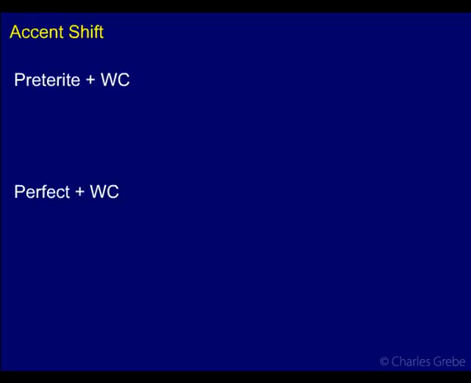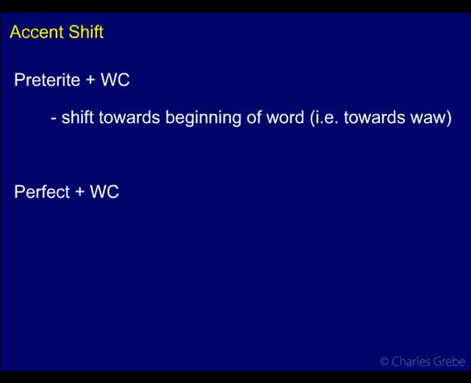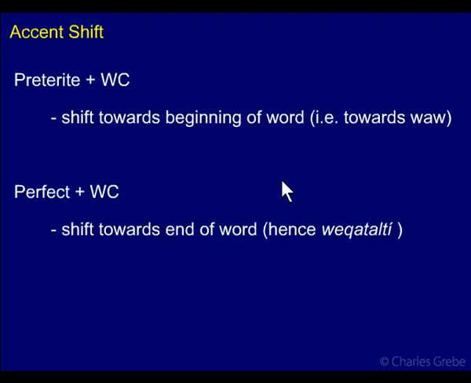So, for the preterite plus vav consecutive, the shift is toward the beginning of the word. In other words, towards the vav. So in Hebrew, that'd be towards the right, because Hebrew writes this way. So we're talking, the shift is this way for the preterite. And with the perfect plus vav consecutive, when you do have this accent shift, it goes the other way, vakatalt. Now, of course, English writes the other way, so it's a bit confusing.